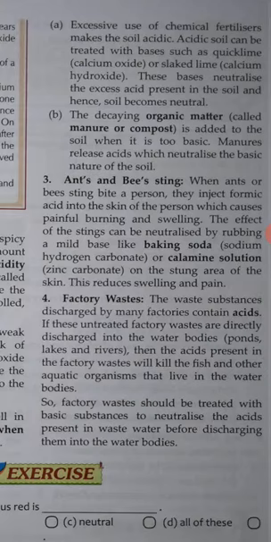So what should be done is that before releasing the factory waste directly into the water body, it should be treated with a basic substance, so that the base will neutralize the acid and it becomes neutral salt and water. If that neutral salt and water is released to the water body, then it is somewhat harmless. So factory waste should be treated with a basic substance. This is also one of the applications of neutralization reaction in everyday life.